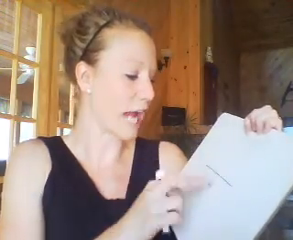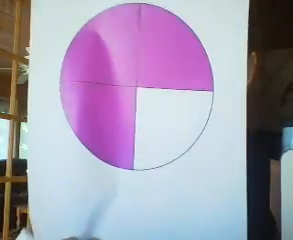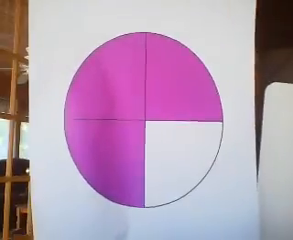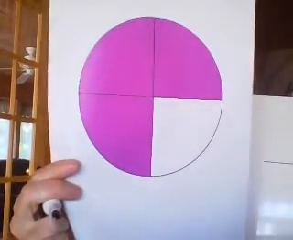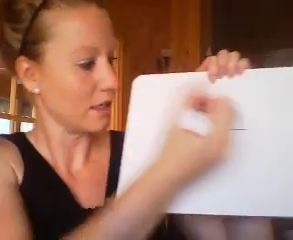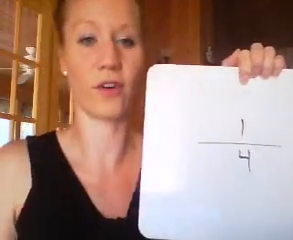Now let's take a look at the fraction of our circle that is unshaded. So again, we have 4 parts, that's the whole, and only one of those parts is unshaded. So 1 over 4, or 1/4 of our circle, is not shaded.